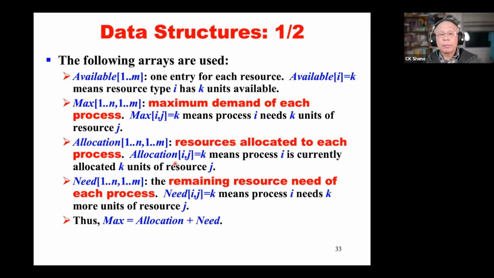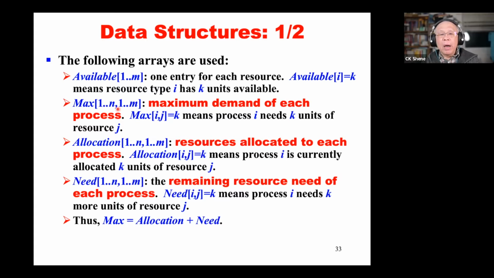And finally, this is the need array, the remaining resource need of each process. Here, need[i][j] equals k means process i still needs k more units of resource type j. So it's obvious, for each process, this is the allocated one, this is the future need. And because each process has its maximum need, therefore maximum is equal to the currently allocated plus the future need.